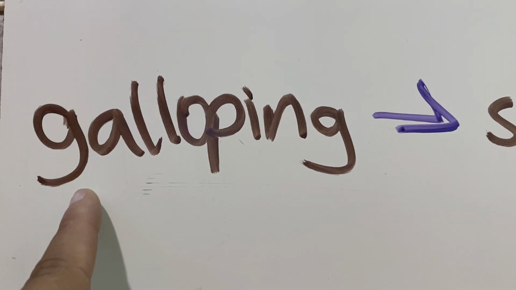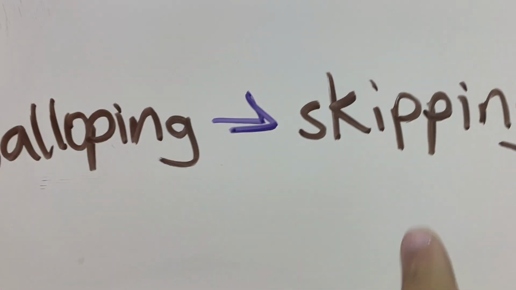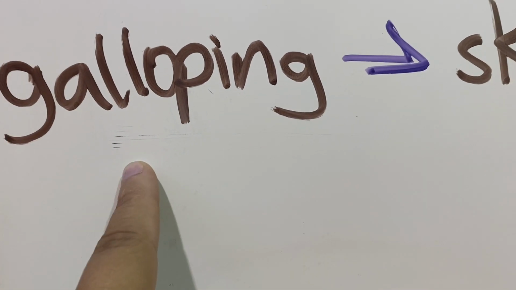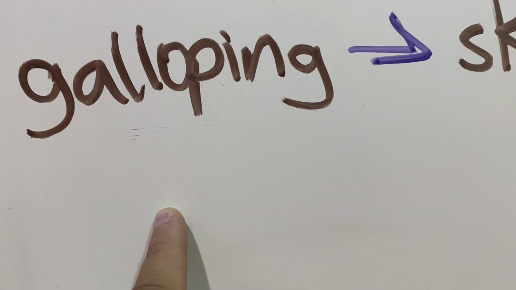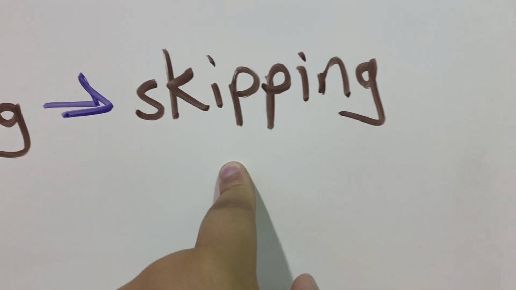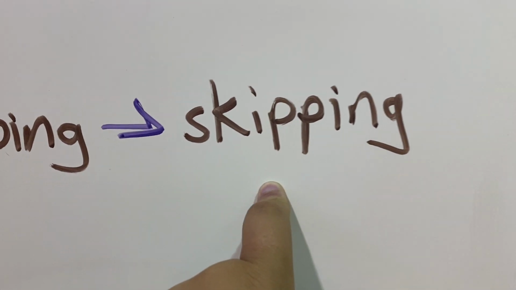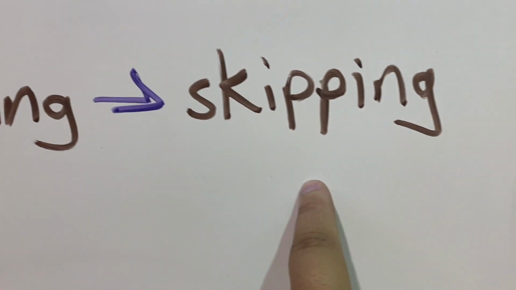The next transition is galloping to skipping. Remember, galloping, one foot in front of the other. The front foot stays in front, the back foot stays in back. Skipping, step hop, step hop, step hop, step hop. Can you transition from galloping to skipping?